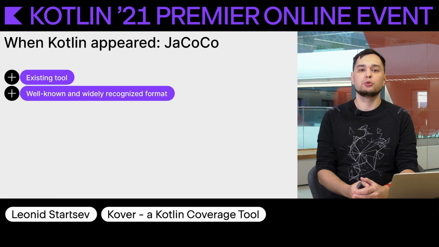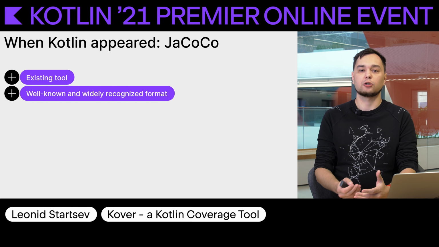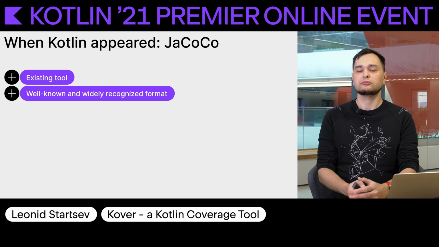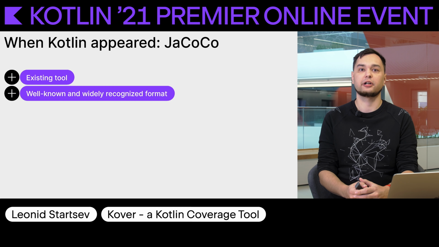So we can try to use a well-known existing tool called JaCoCo. JaCoCo stands for Java Code Coverage. It is an existing tool, and it has a well-known and widely recognized report format. We can successfully launch it with Kotlin and collect some coverage. But we may notice that it has some quirks.